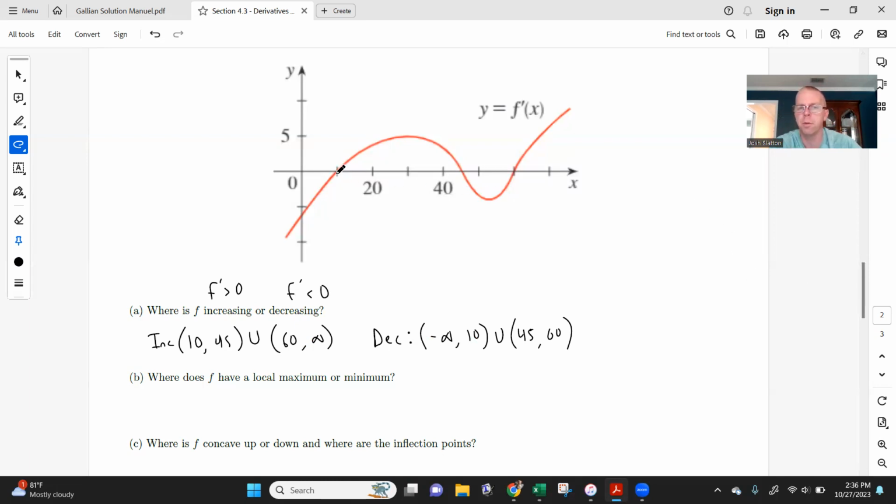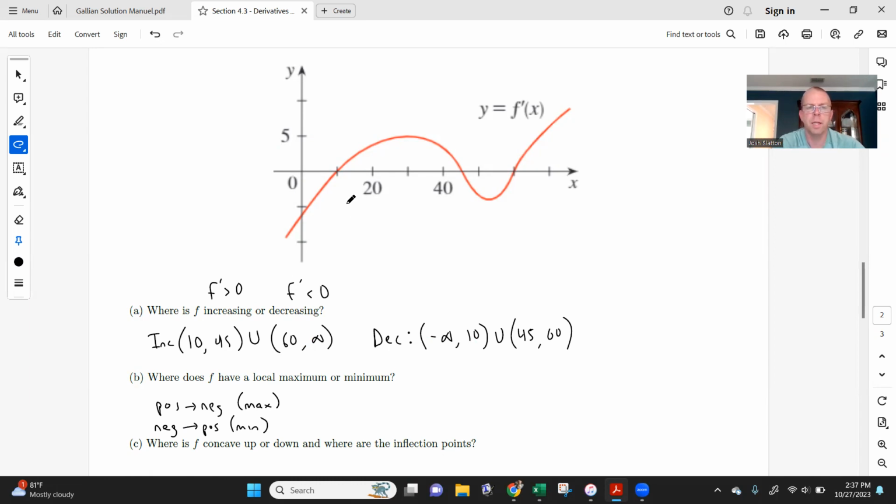So our critical numbers are where the derivative is 0. So these 3 points are the critical numbers. So let's kind of summarize what we just said. Positive to negative, we're talking about the derivative here. Positive to negative means we have a max. Negative to positive means we have a minimum.